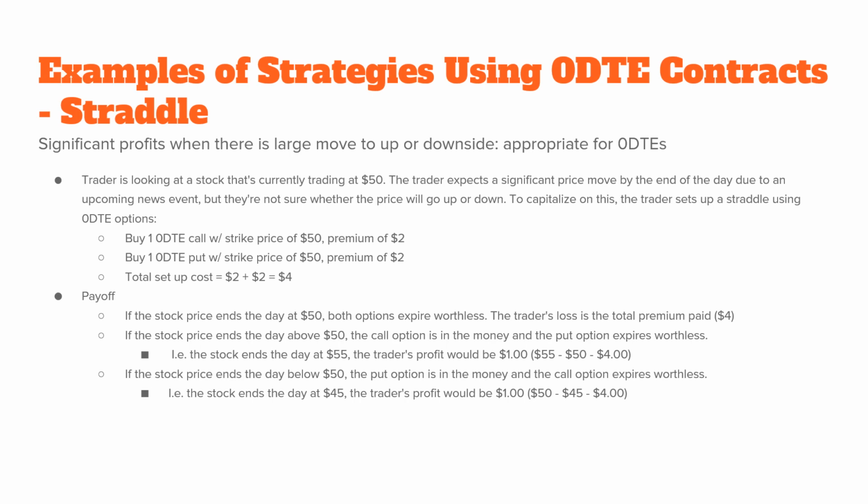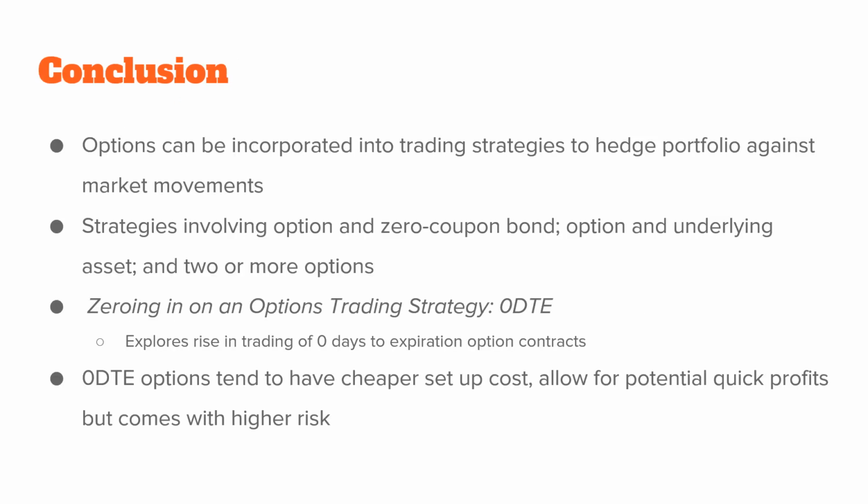In conclusion, options can be incorporated into trading strategies to hedge a portfolio against market movements or take advantage of those movements. Some strategies involve holding an option and a zero coupon bond, holding an option and the underlying asset, and holding two or more options. This week's article, zeroing in on an options trading strategy, 0DTE, explores the rise in trading of 0 days to expiration option contracts. And 0DTE option contracts tend to have cheaper setup costs and allow for quick profits, but tend to come with higher risk.